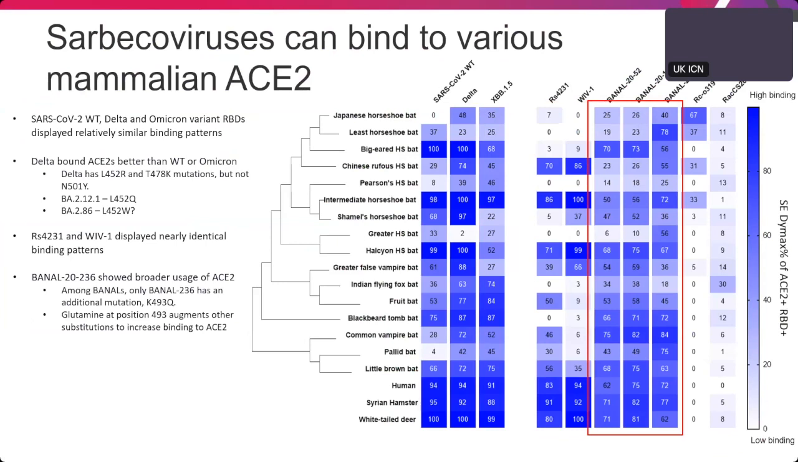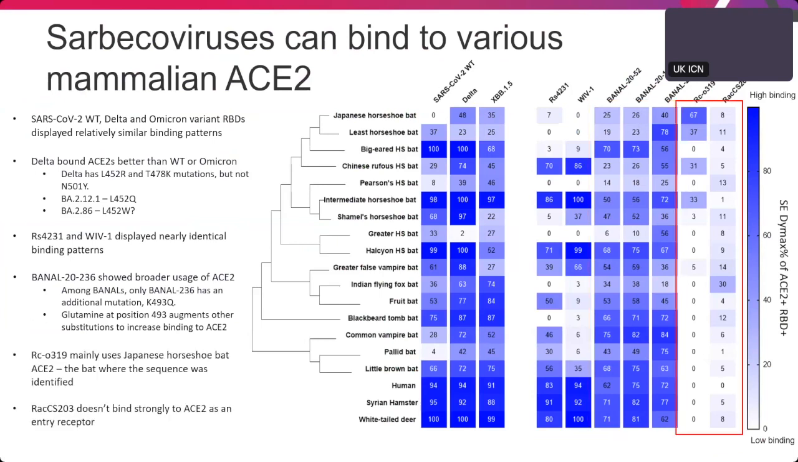And among the banals, banal 236 had a similar binding pattern, obviously, but banal 236 bound ACE2s better than the other two. By comparing the sequences of Sarbecoviruses with stronger binding to other Sarbecoviruses with similar binding patterns, for example, 236 to banal 52 and 103, we could analyze that just a few mutations, or even a single mutation, could enhance ACE2 binding ability.